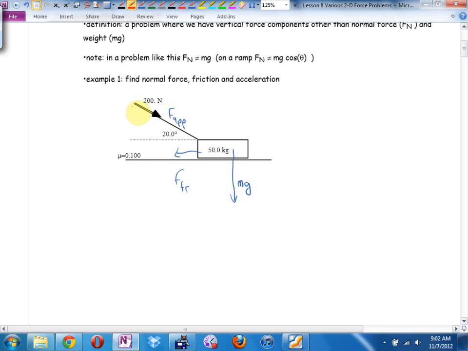Darn right. We're going to break it up into, I'll call it, how about Fy for vertical and Fx for horizontal.